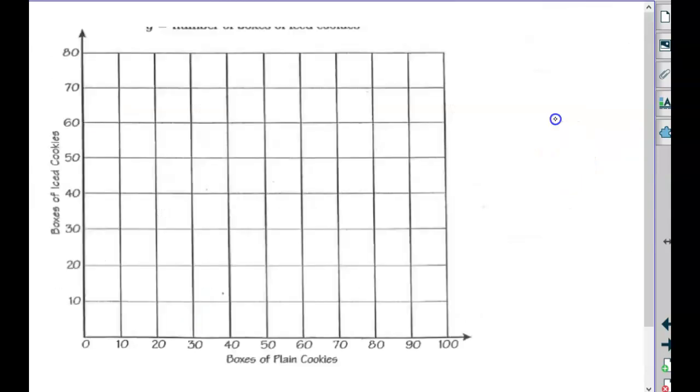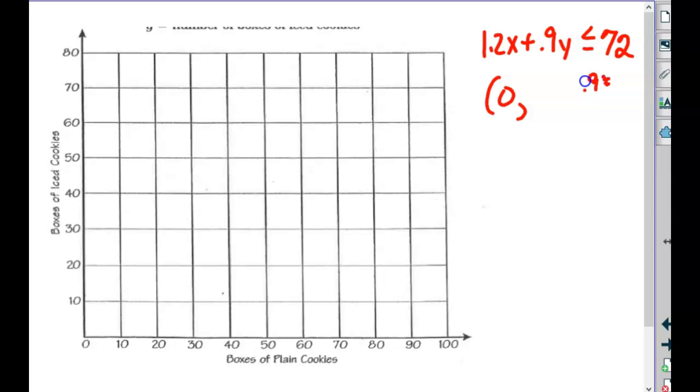1.2 and 0.9, 72. Okay. 1.2x plus 0.9y is less than or equal to 72. Is that what we just said? Okay. We're going to use intercepts because it's faster than trying to solve this for y. If I put in a 0 for x, it would just say 0.9y equals 72. Can somebody do 72 divided by 0.9, please?